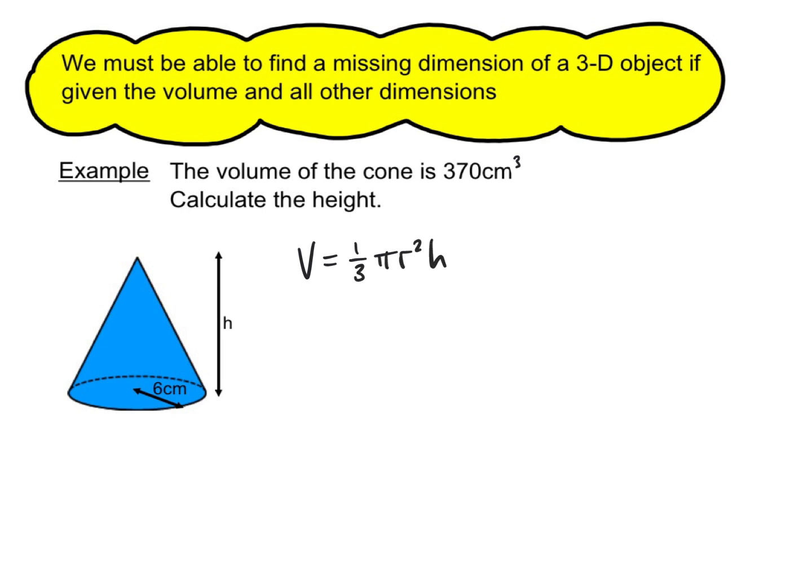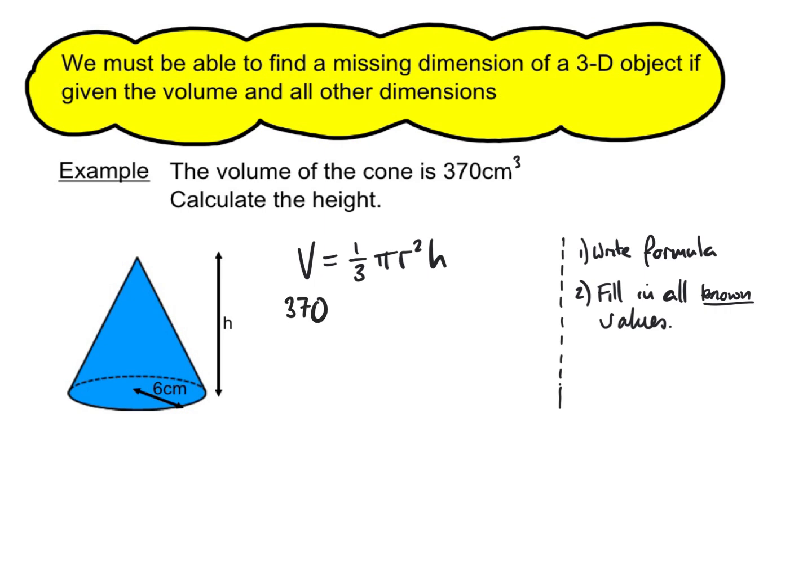Now the next step in this question, after you've written the formula, and let's just put that up at the side, is to fill in all of the known values. And the known values in this case are the volume of the cone is 370 and the radius of the cone 6 centimeters. So we'll go through this formula a bit at a time. Start with the capital V here. Capital V for volume. We know the volume is 370, so we replace that capital V with 370. 1/3, that remains the same, it's a constant, times pi, times, and then we've got r squared.